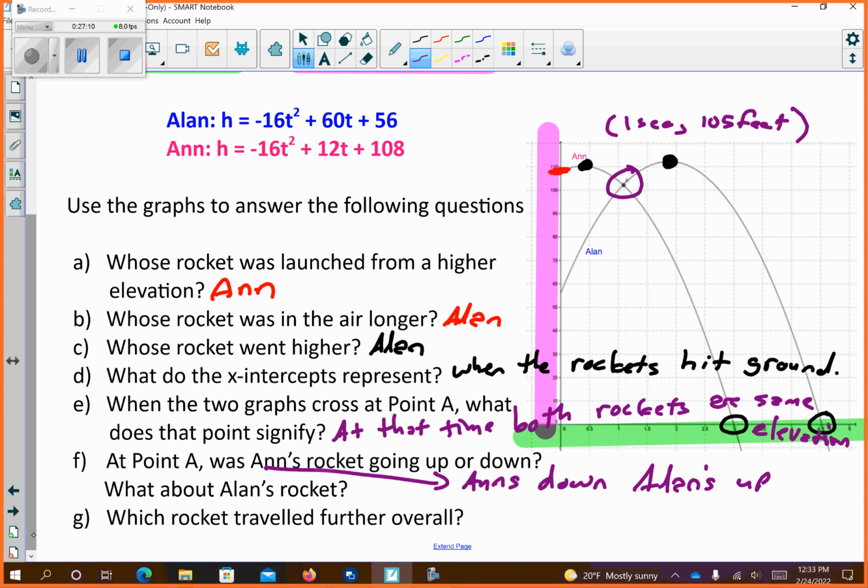Alan definitely did. Look at it. Look at how far. I mean, if these guys both launch at the same time, Alan's traveled a longer distance. Like if I was gonna be on a ride and I had to make something up, I'd say, hey, I want to go on the one that I'm in the rocket longer.